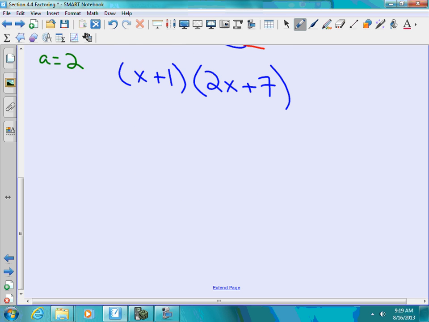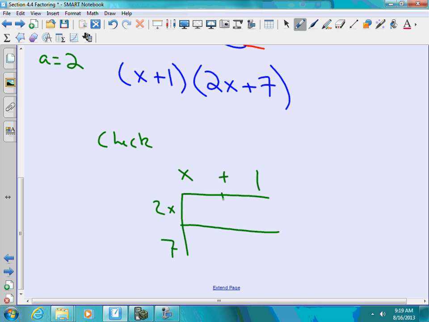Of course, don't take my word for it. You want to check it somehow. The algebraic way to check it is, of course, everybody's favorite, either FOIL or the box method. We'll do the box this time. Remember, you take and put your polynomials on the outside of the box, put lines dividing each term, and then we fill in the box by multiplying. 2x times 1x is 2x squared. That's a good sign. 2x times 1 is 2x. 7 times x is 7x. 7 times 1 is 7.